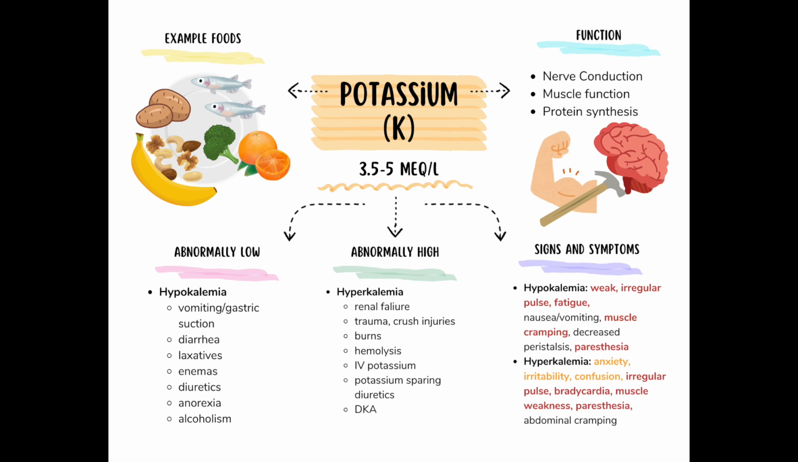So that goes with the vomiting, the gastric suction, diarrhea. Laxatives cause diarrhea, enemas do, diuretics get a lot of urine out, anorexia means not replacing those electrolytes. This all kind of makes sense.